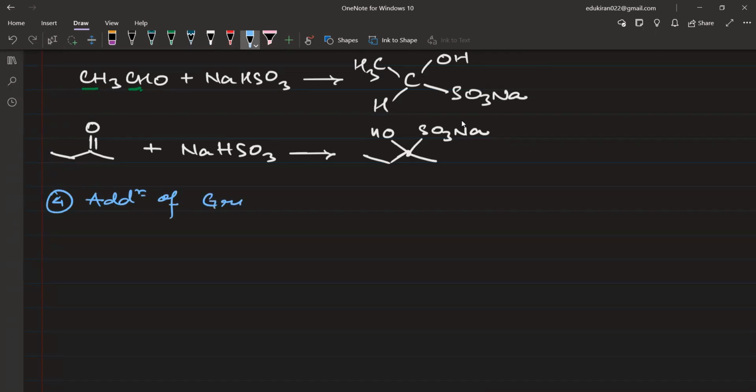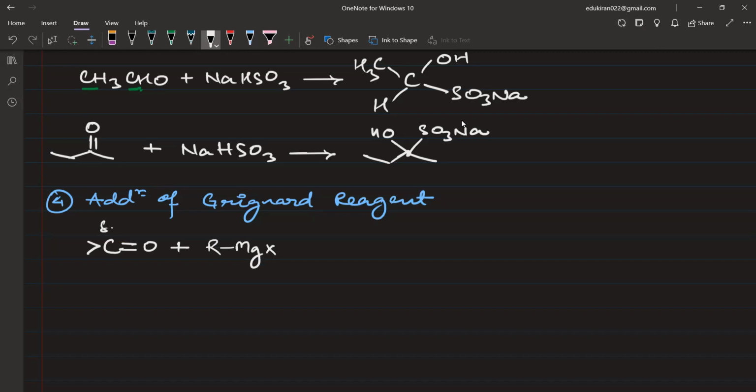addition of Grignard reagent. Now, addition of Grignard reagent we have already done in alcohols, phenols, and ethers. In the methods of preparation of alcohols, we have done addition of Grignard reagent. If you remember, let's suppose in general, the reaction will happen C double bond O plus some RMgX. So the carbon atom is delta positive.